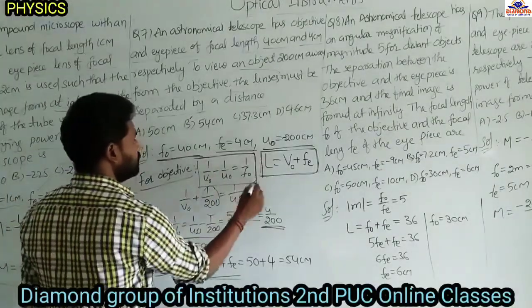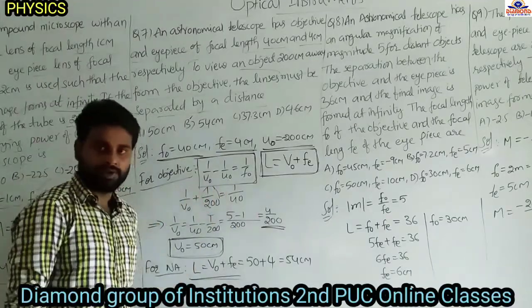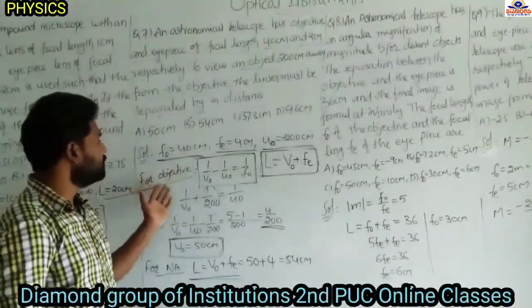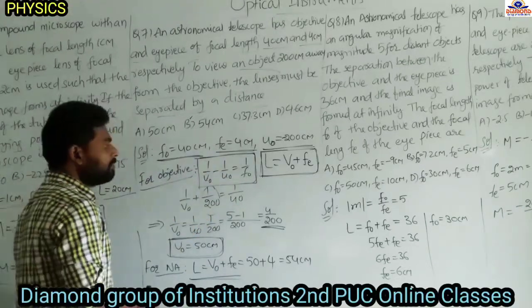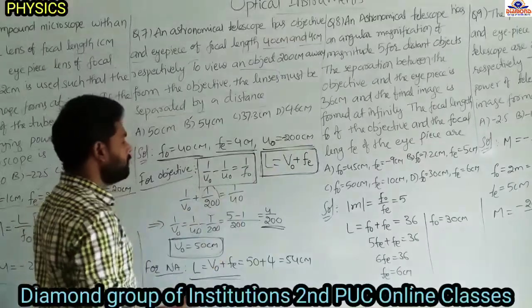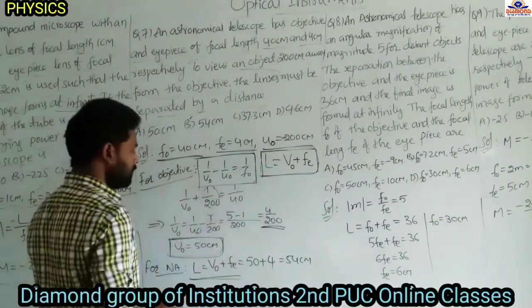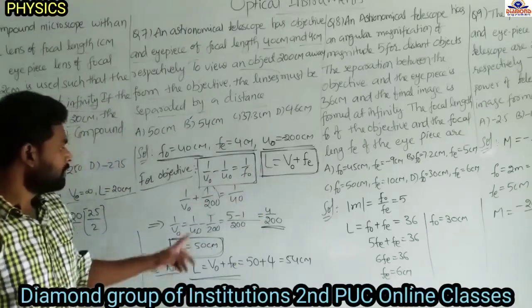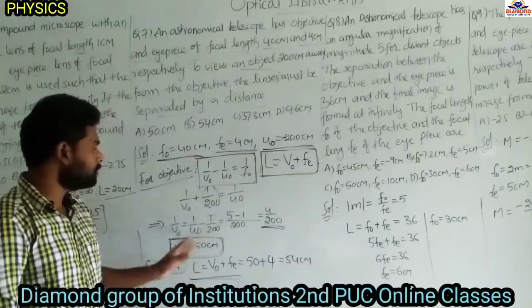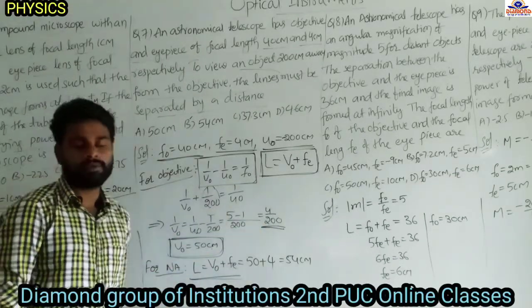For the objective lens, the lens formula is 1 by v minus 1 by u equal to 1 by f. So for the objective lens, 1 by v naught minus 1 by u naught equal to 1 by f naught. u naught value is minus 200, so minus of minus gives plus 1 by 200, and f naught value is 40, 1 by 40. So 1 by v naught equal to 1 by 40 minus 1 by 200. Take the LCM, the LCM is 200. So 5 minus 1 equal to 4 by 200.